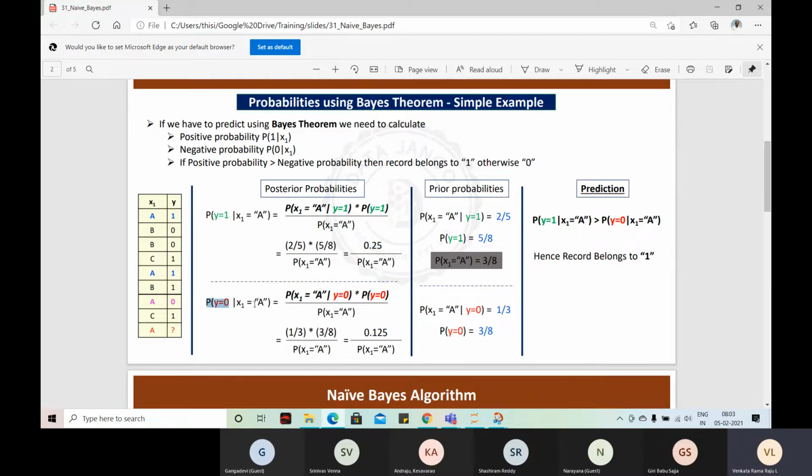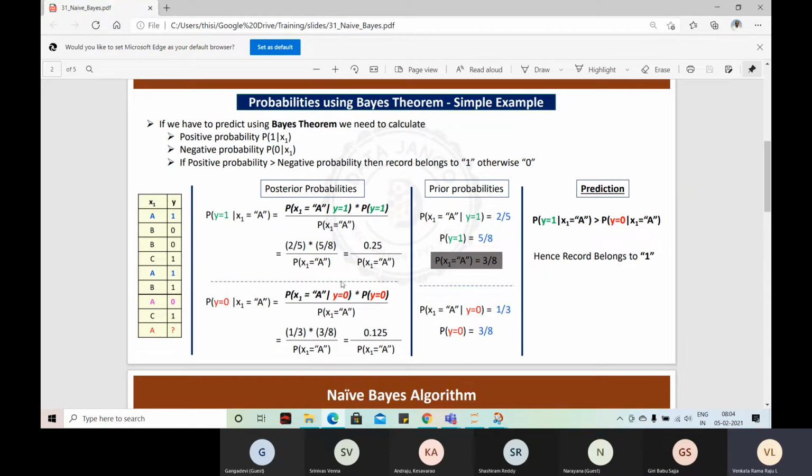Right? Probability of y equal to 0 when x is equal to a. This I need to calculate. To calculate that, again conditional probability. Probability of a given 0. How many a's are there when it is 0? Only 1. Out of 3 zeros, this is 0, this is 0, and this is 0. Out of 3 zeros, only one is a, so 1 by 3. What is the probability of y equal to 0? It is 3 by 8. So I substituted that also.